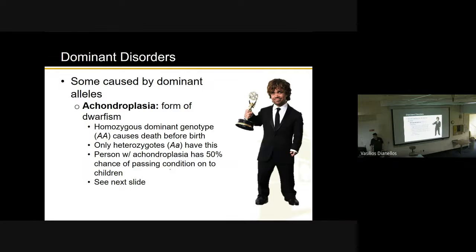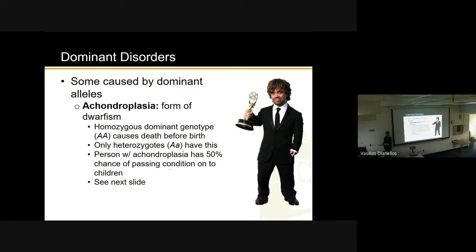Dominant disorders, really quickly. Again, we're talking about genetic disorders here. Some of them, the last ones we talked about, are caused by recessive alleles. These are caused by dominant alleles. Achondroplasia is a good example, and I talked about this in lab. It is a form of dwarfism. But here's an interesting case, and you don't need to write any of this down. I'm not going to ask you anything about this on the exam.